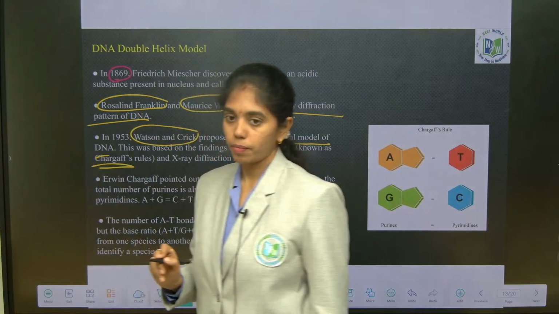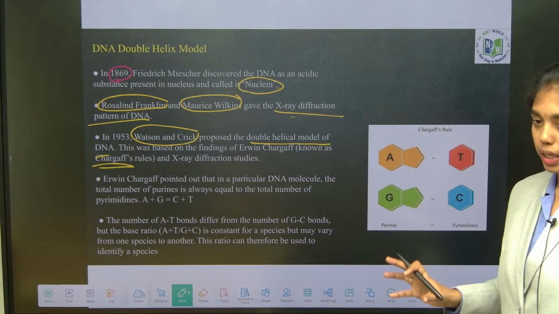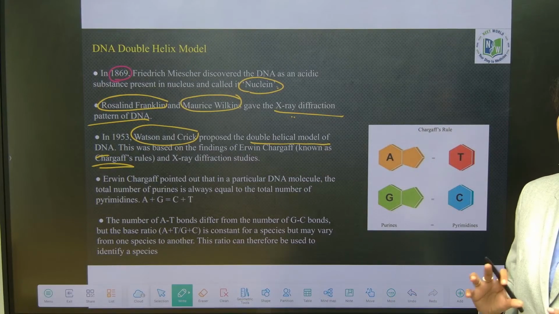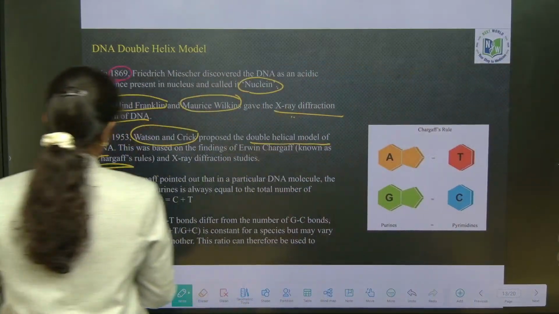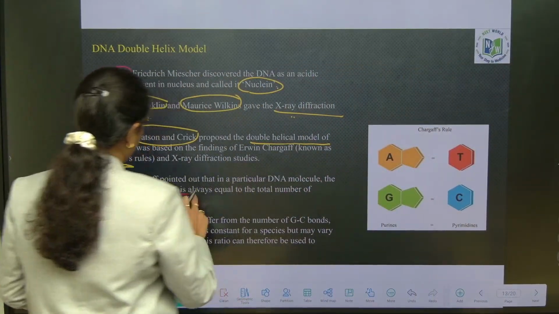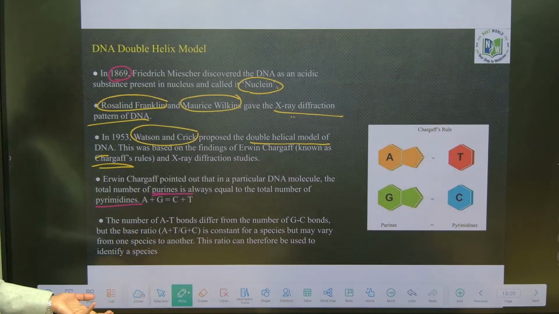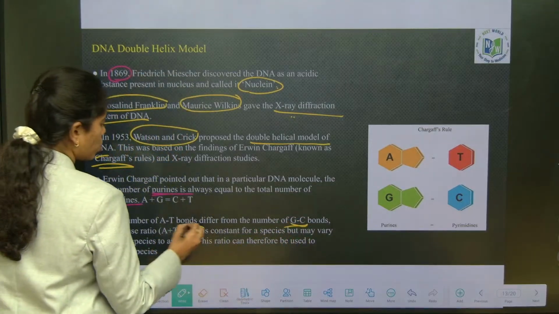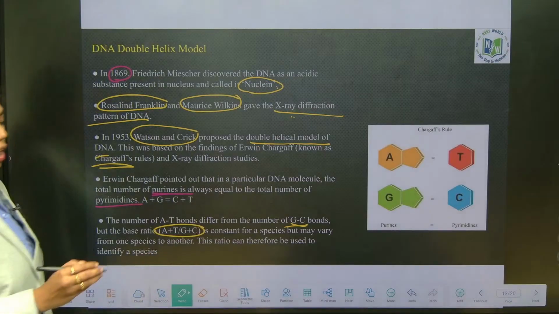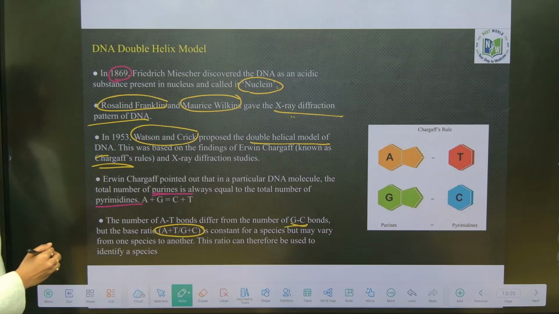also proposed. Fine, right? Erwin Chargaff pointed out that in a particular DNA, the total number of purines will be equal to the total number of pyrimidines. The number of adenine-thymine bonds will differ from guanine-cytosine bonds. So the base ratio A plus T by G plus C is constant in all species. Remember that A plus T by G plus C is constant in all species.